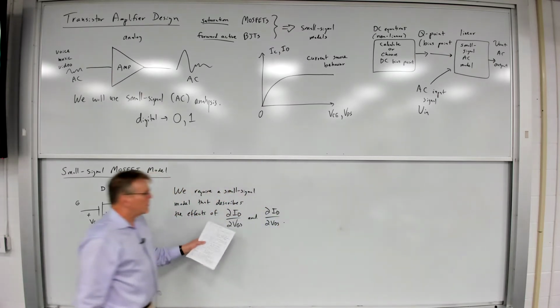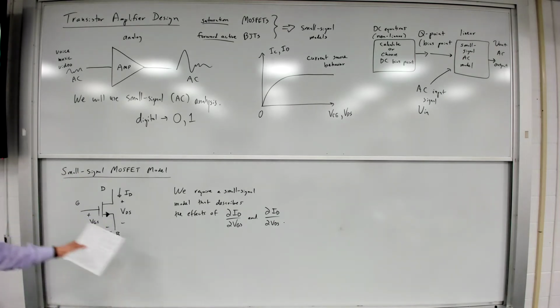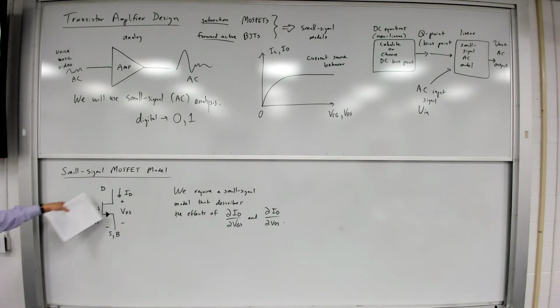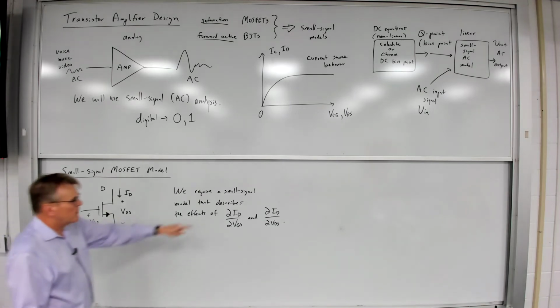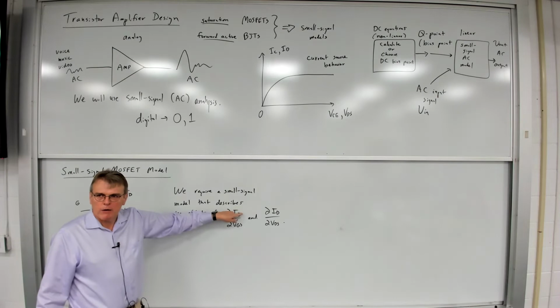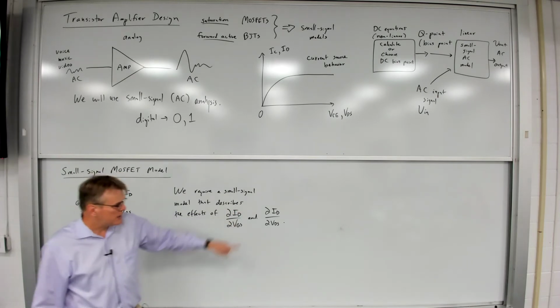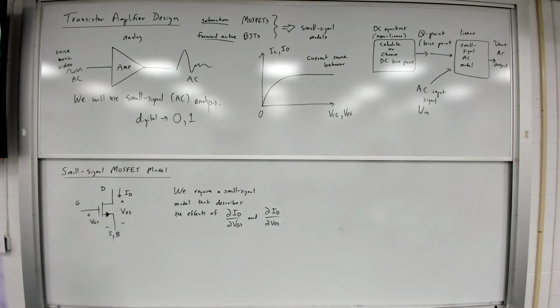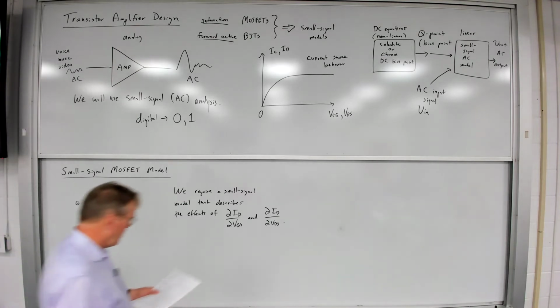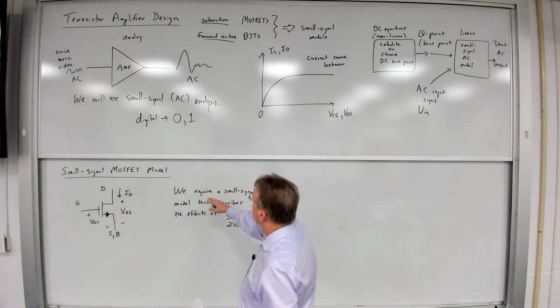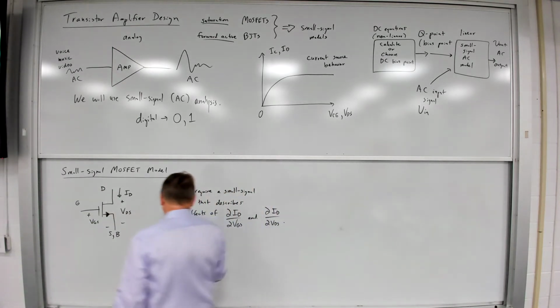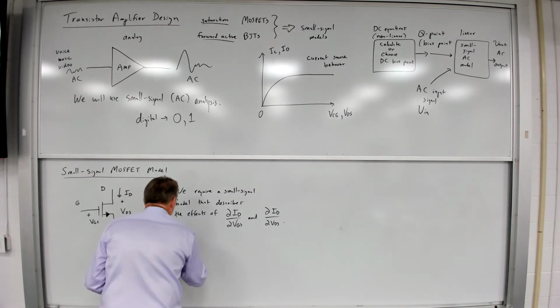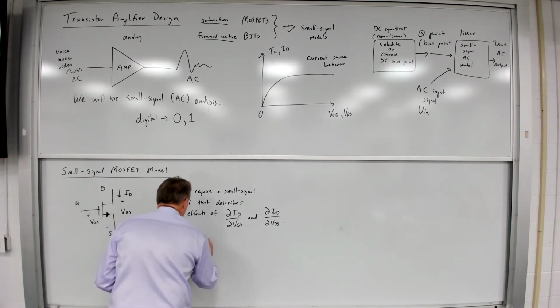I'm going to want a small signal model that describes the effect of the drain current due to both the drain source and the gate source voltage. So I want to look at the partial derivative of the drain current with respect to VGS and the partial derivative of the drain current with respect to VDS. And that's going to allow us to create a comprehensive small signal model. All right, so once again, we're focusing on saturation. So we're going to use strictly the saturation equations.